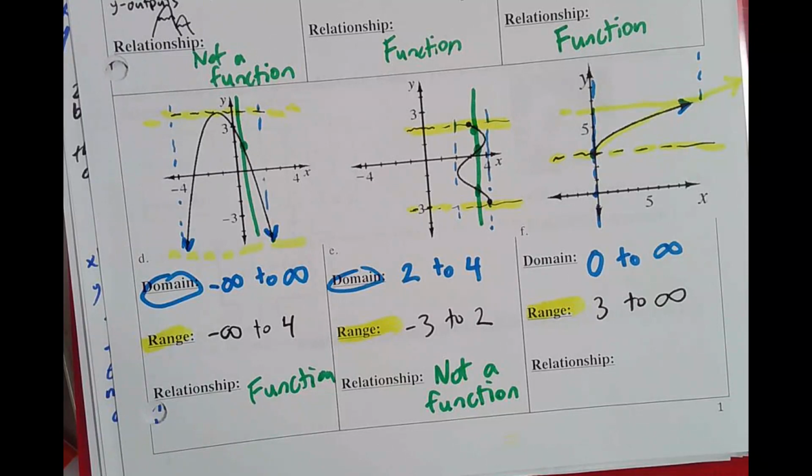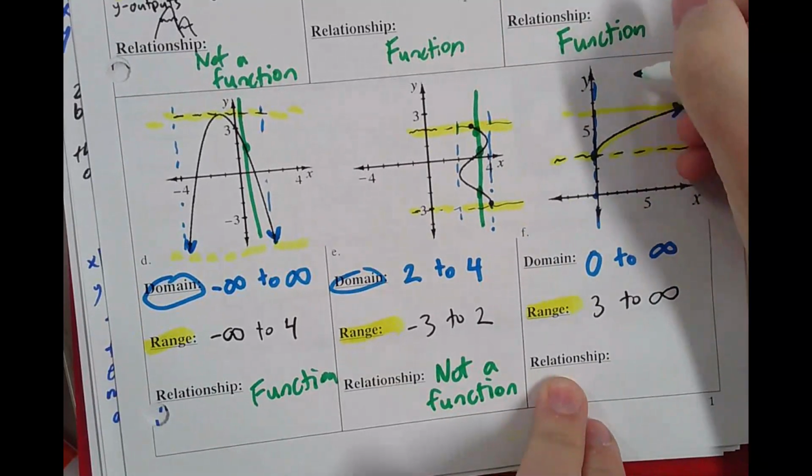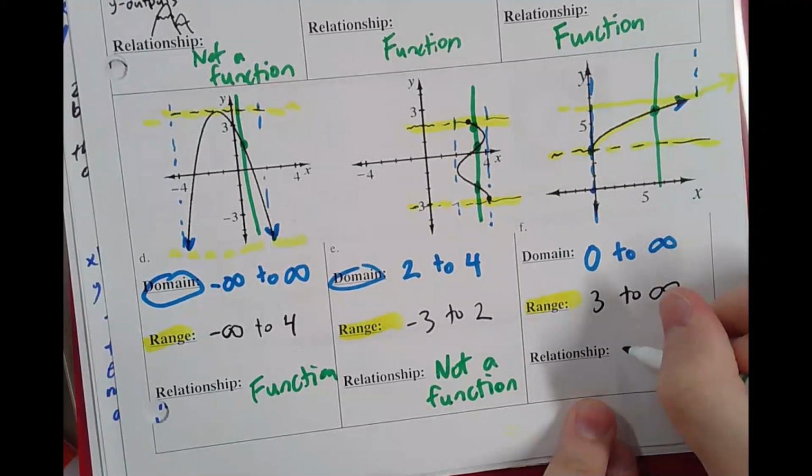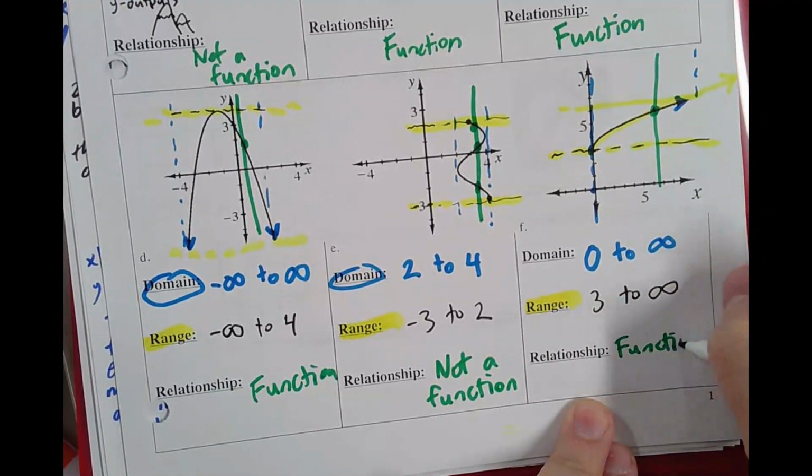All right, and the next one, the last one here, do we draw a vertical line? Does it go through exactly 1 point? Yes. So this is a function.